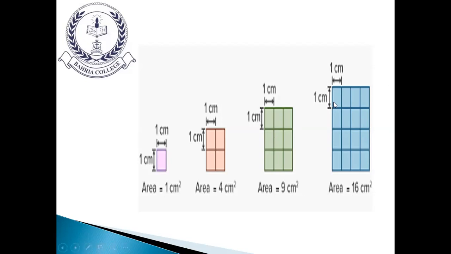Now the area of the last is having 4 squares in the row and 4 squares in the column. So 4 by 4 square unit is 16 centimeter square. 4 multiplied by 4, 4 fours are 16. So 16 centimeter square, and each square is having unit length and width. Unit means 1 by 1, and there are so many 1 by 1 squares making 16 centimeter square area.